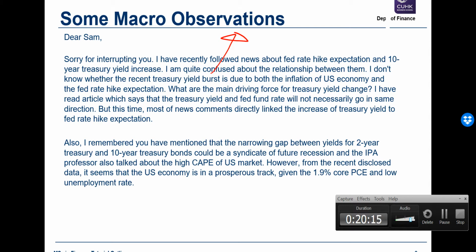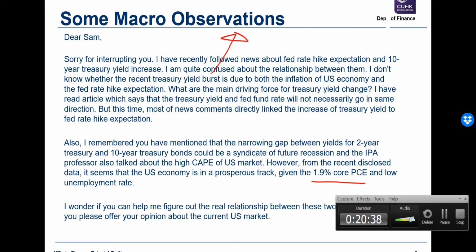He looks well. However, from the recently disclosed data, it seems the U.S. economy is on a prosperous track, given the 1.9% core PCE. So inflation is under control. That's what that means. And then the low unemployment rate. It is true. I wonder if you can help me figure out the real relationship between these two.